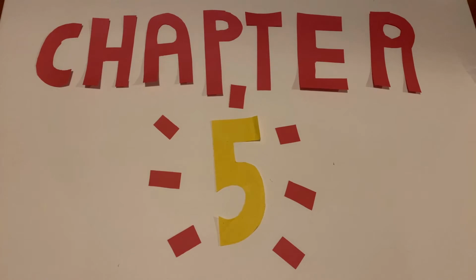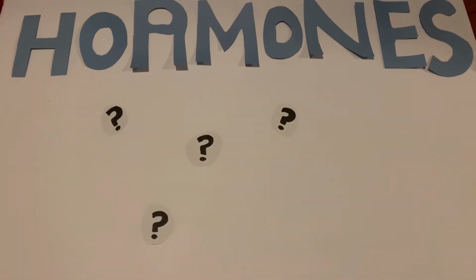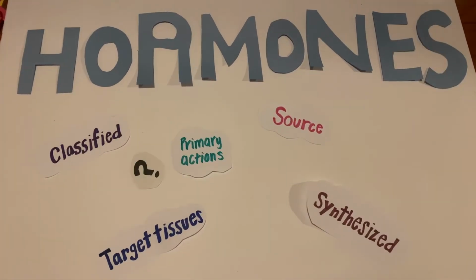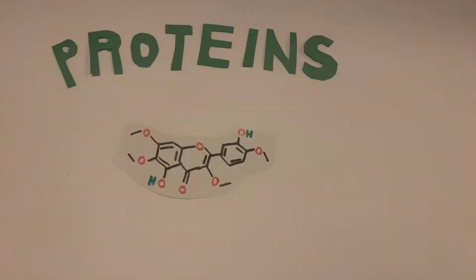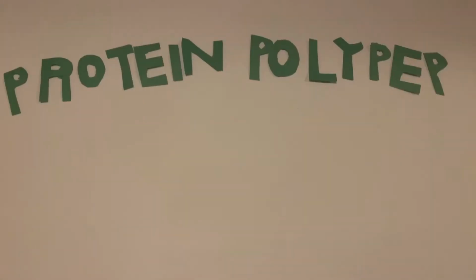In chapter 5, we learned about 14 different types of reproductive hormones and all the things they do. How they're classified, target tissue sites, where they source from, and how they're synthesized. And don't forget their primary actions too. Neuropeptides, proteins, glycoproteins, steroids, that's how they're classified. Prostaglandins and protein polypeptides are separate biochemically recognized.